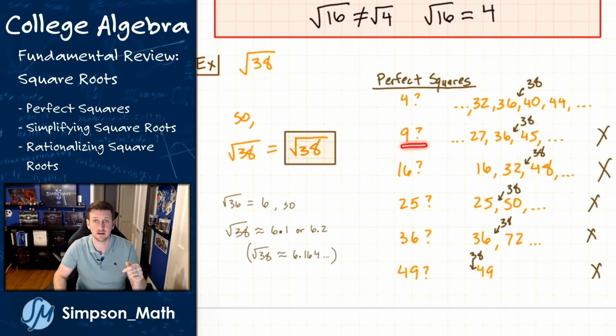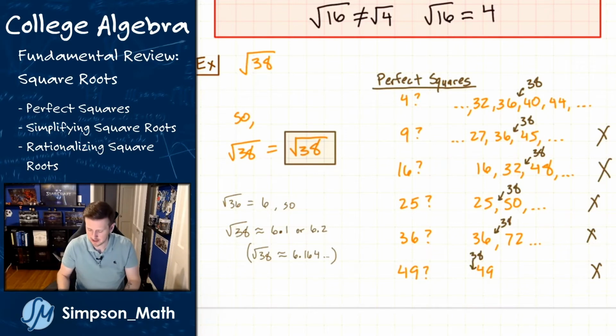So let's try 9. All right, does 9 go into 38? No, it goes into 36, and then that's 2 away, so the next 9 is 9 higher than 36, not just 2, it goes up to 45. So not 9 either, all right? And honestly, at that point, I'm done testing numbers.